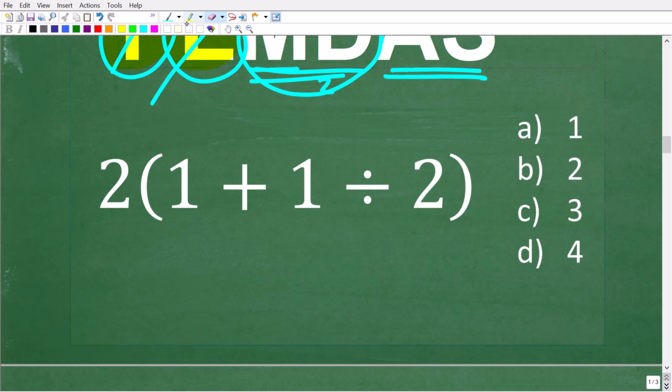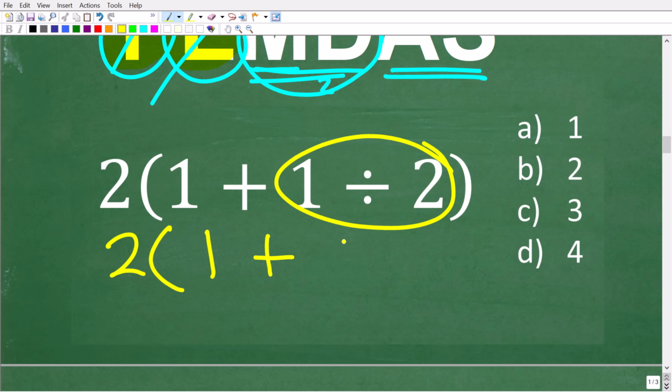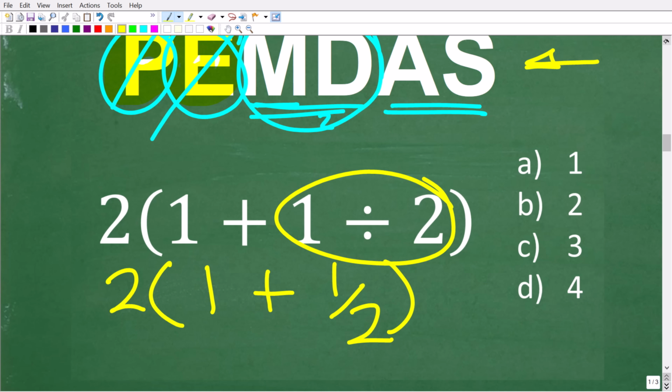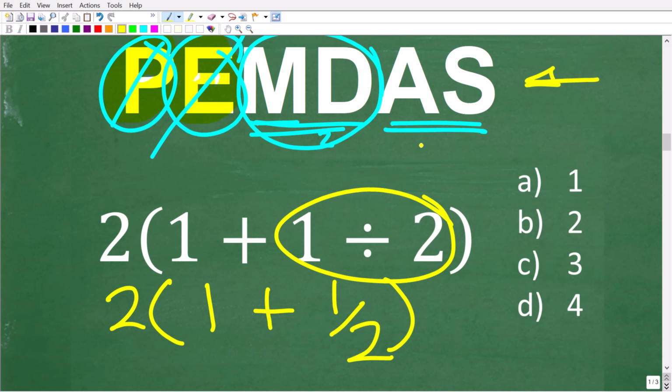So 1 divided by 2 is what? Well, let's just kind of rewrite the problem. So we have 2 parentheses, 1 plus 1 divided by 2, and we can write this as the fraction 1/2. All right, so now we need to go back to our PEMDAS checklist. All right, so what's inside of the parentheses? Well, the only thing left to do is addition. All right, so we're going to go ahead and finish up with this addition right here.